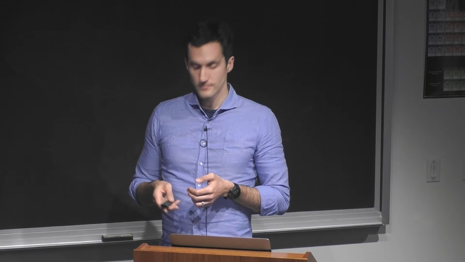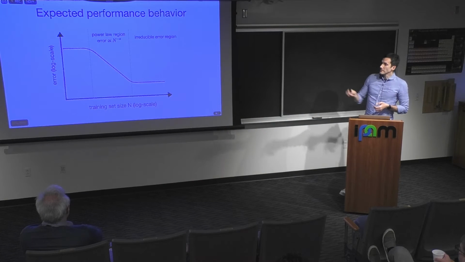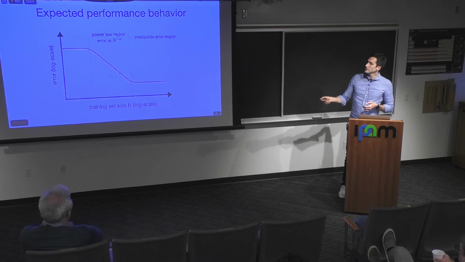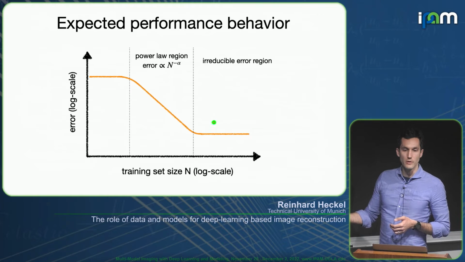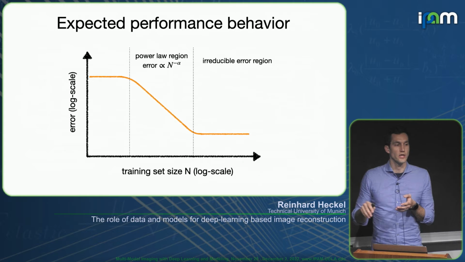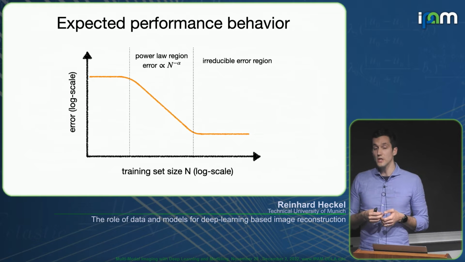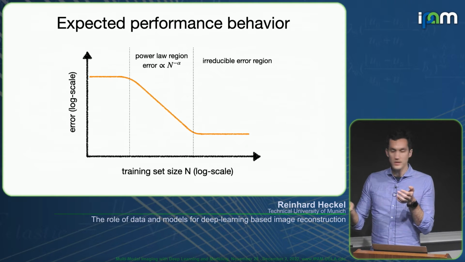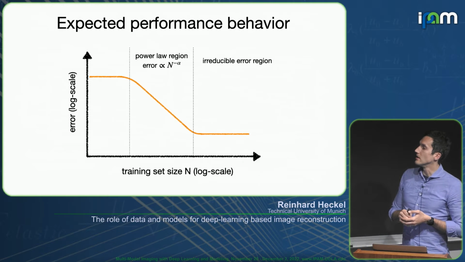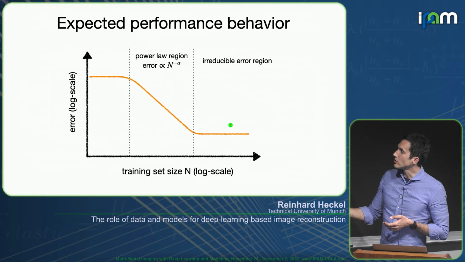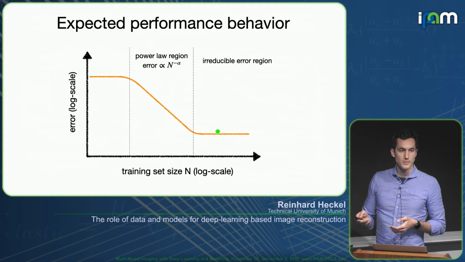Okay, so the question really is: are we right now in this power law region, or are we already in this irreducible error region? If we are still in the power law region, as it looks for natural language processing and image classification, then if we increase the data set size, we expect to get better performance. But for image reconstruction, it's unclear whether we are in this power law region or whether the scaling law is already slowing and more data doesn't really help.